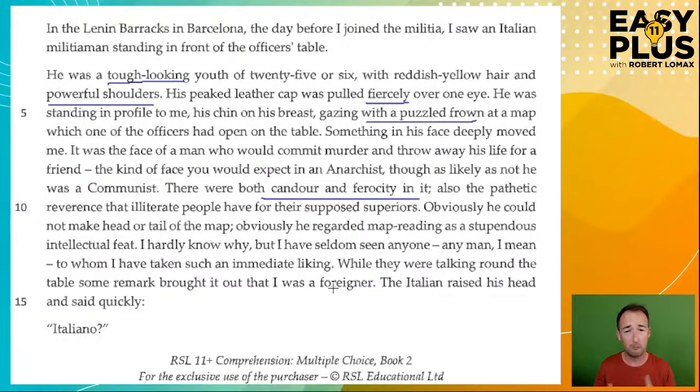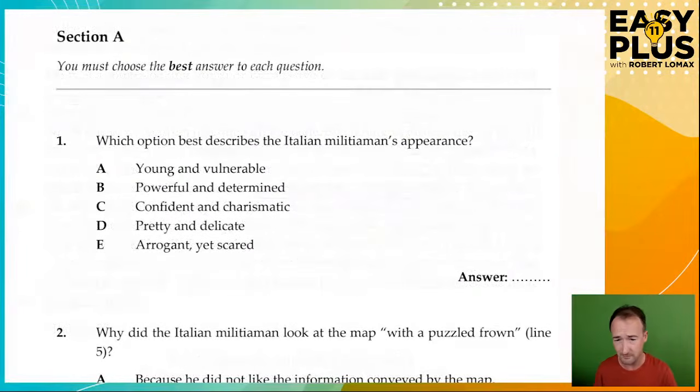So he's tough looking, he's got powerful shoulders, his cap is pulled down fiercely, he's got a puzzled frown, however, and his expression shows candour and ferocity. I'm not going to explain all those words. Let's see what we can do with the options. I told you this was a difficult comprehension.